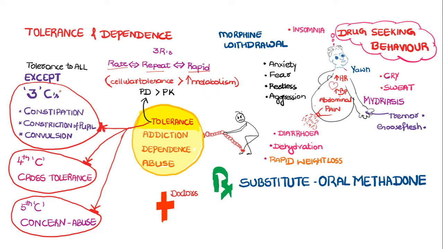Remember that tolerance develops to all the actions except the 3 C's: constipation, constriction of the pupil, that is miosis, and convulsion. You should take care of the 4th C, that is cross tolerance: morphine can cause high cross tolerance with other opioid group of drugs. And the 5th C stands for concern about abuse liability. The major limitation for the use of morphine is abuse liability, and this abuse is more common among healthcare professionals because of easy access to the drug.